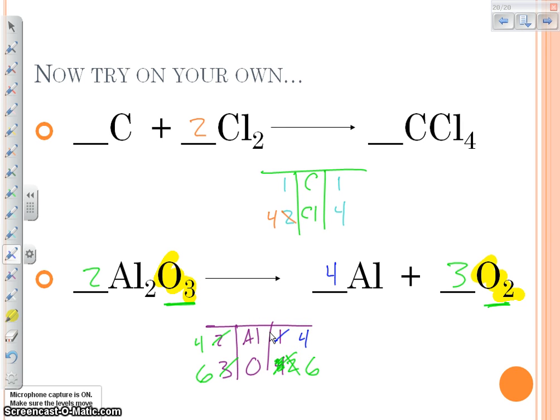Alright? So hopefully that walks you through how to balance reactions. We'll go through and we'll continue with this in class over and over and over, but this is going to be the main baseline of what we do for the next unit. We'll do it again when we talk types of reactions and energy involved in reactions, kids.